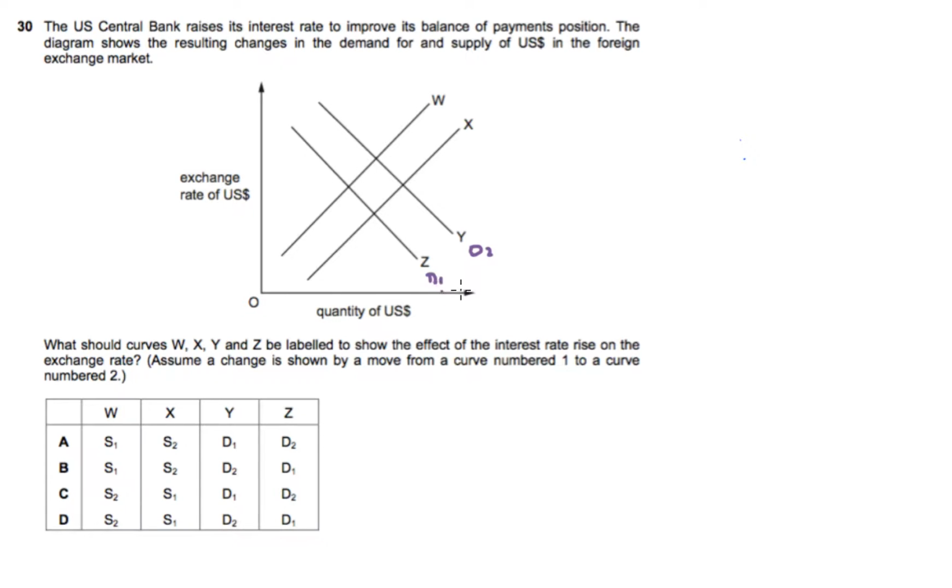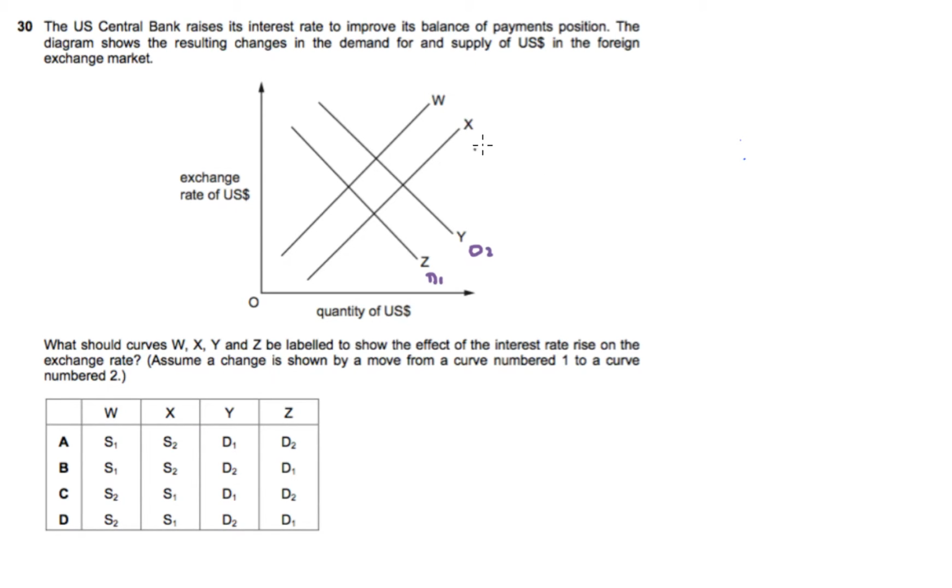Now for the supply curve, when the interest rate increases, there is a fall in the supply of dollars in the market. This is because an increase in the interest rate leads to a shortfall in or a decrease in the supply in the money market. And so there is a decrease in supply. That would mean a leftward shift.